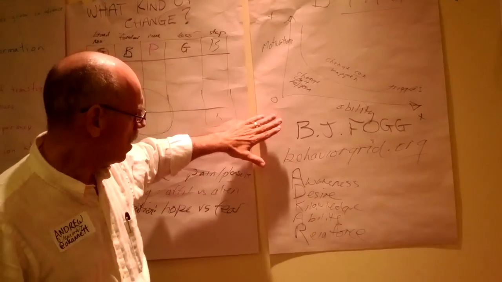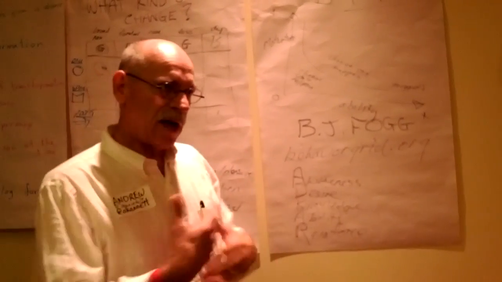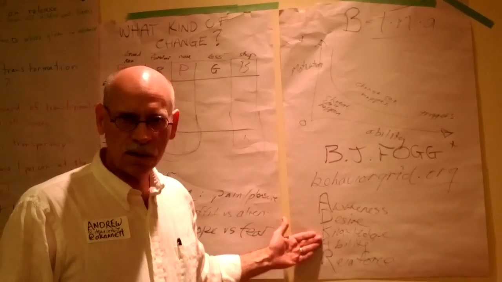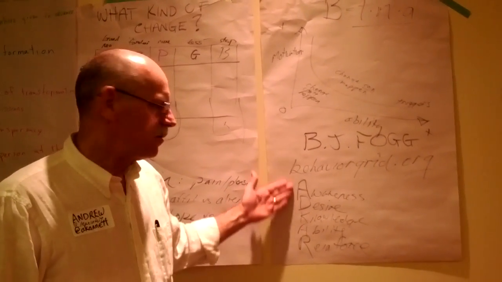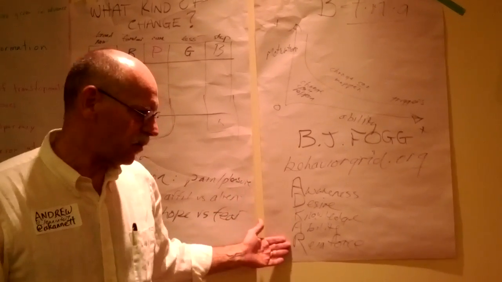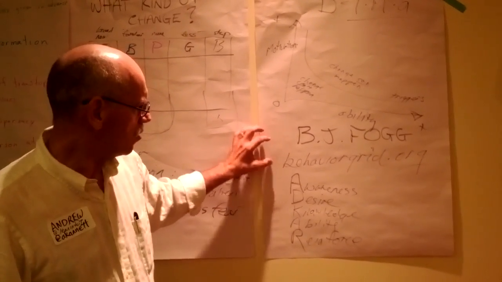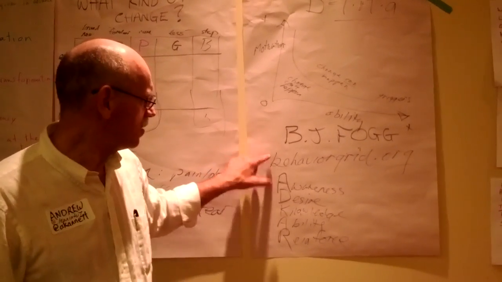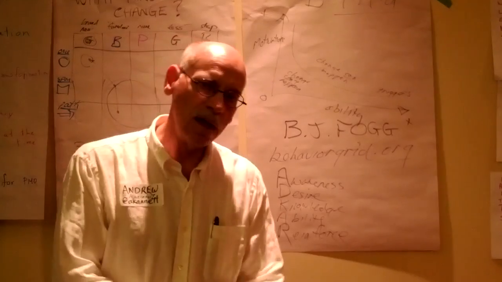So we had a discussion about how this maps onto other models. One model of change seems to map quite reasonably on this. It's the ADPAR model. You can learn more about B.J. Fogg and his behavior grid at behaviorgrid.org.